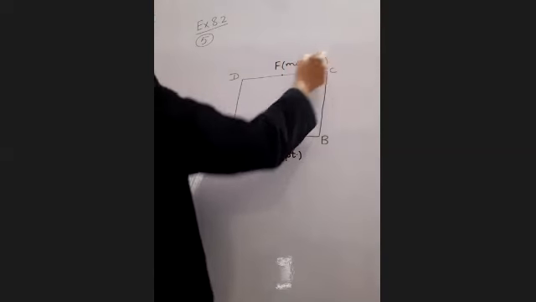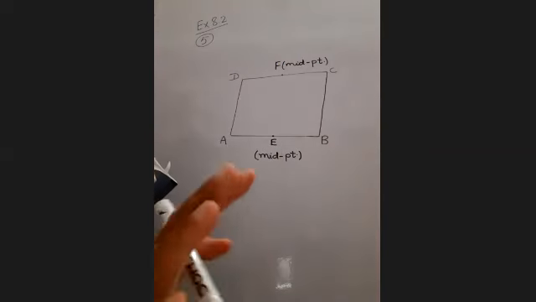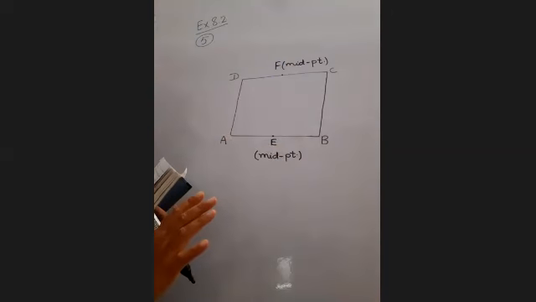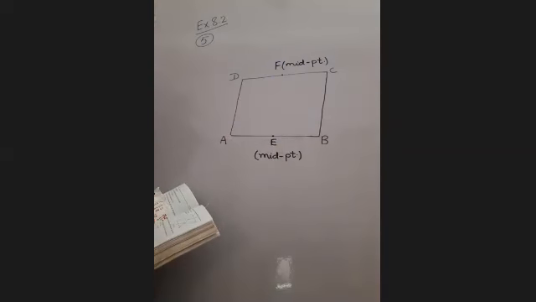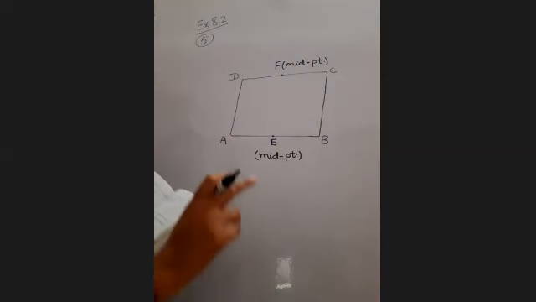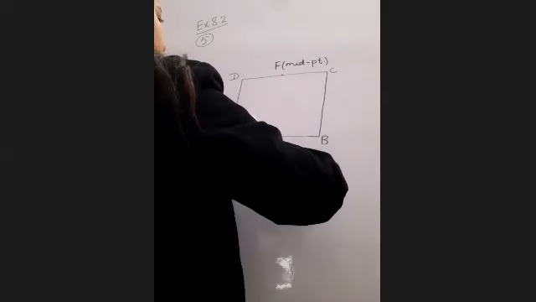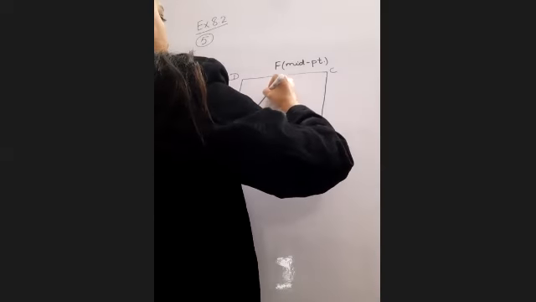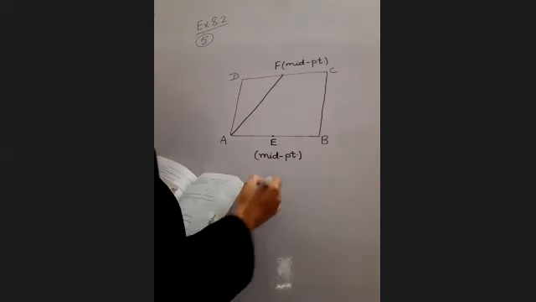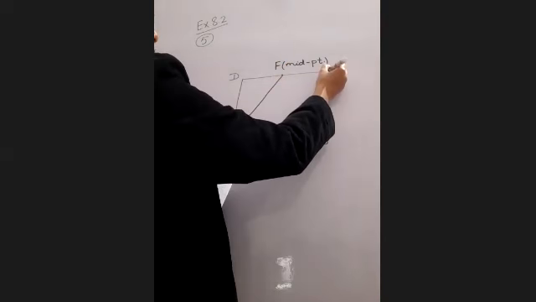Children, whenever you are given any midpoint, just keep in mind either you are going to use the midpoint theorem or the converse of the midpoint theorem. E and F are the midpoints of the sides AB and CD respectively. Show that line segment AF and EC trisect BD. They are talking of line segment AF, which means we need to join AF and EC.